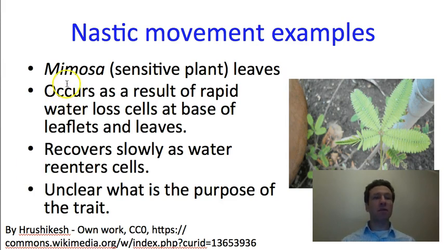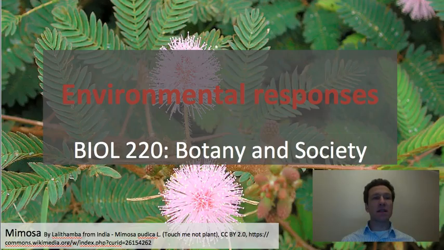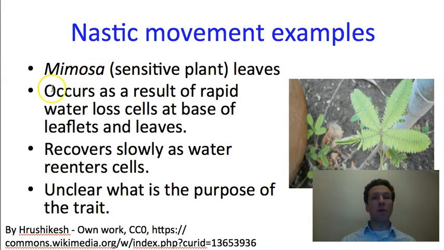The first is from mimosa, or sensitive plant, and we'll see where that name comes from. This is the same plant that I showed you on our title slide here. And what we'll see is that the leaflets fold up as a result of rapid water loss from the cells that are at the base of each leaflet, and also water loss from the cells at the very base of the leaf petiole itself. This is a compound leaf here, so each one of these little parts is a leaflet, and this entire thing is a single leaf.